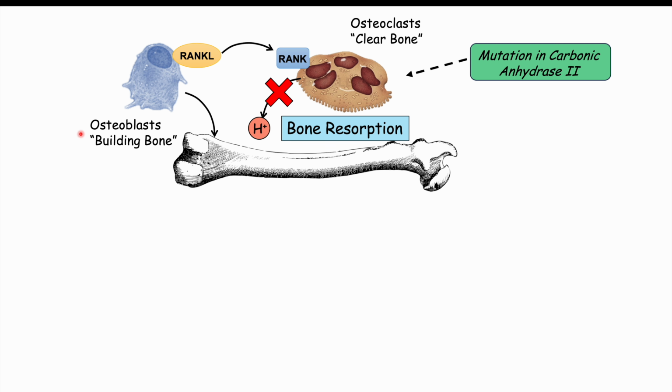Some of these mutations include a mutation in an enzyme known as carbonic anhydrase 2. Carbonic anhydrase 2 is an enzyme that catalyzes the formation of carbonic acid from CO2, or carbon dioxide, and H2O, or water.